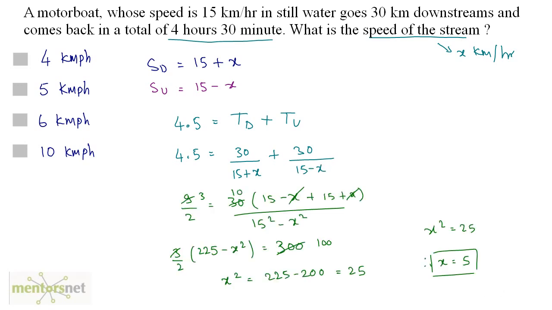And when you solve this equation, you'll get the value of x as 5. So the speed of the stream is 5 kilometers per hour. Option B.